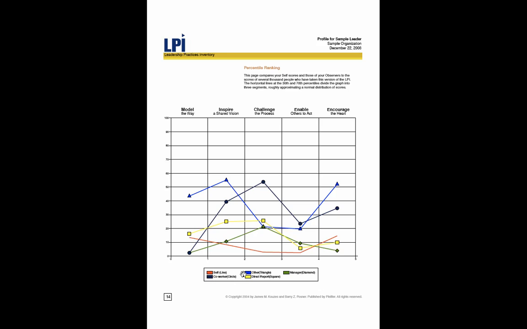So in order to make sense of the data, let's look at Model the Way, and specifically let's look at the direct reports ranking here under Model the Way. So we see this is about the 17th percentile. Now on this particular report, this leader scored 40 out of 60 from a direct reports perspective. So what this means is that an empirical score of 40 out of 60 is at the 17th percentile. In other words, 83% of people who have completed the LPI have scored better than 40 out of 60 under Model the Way.